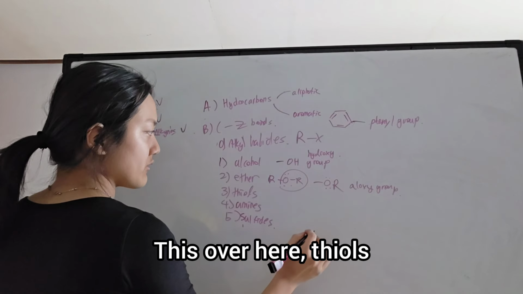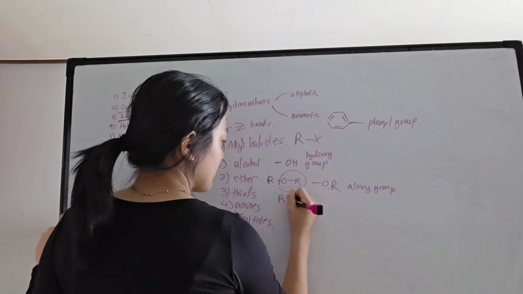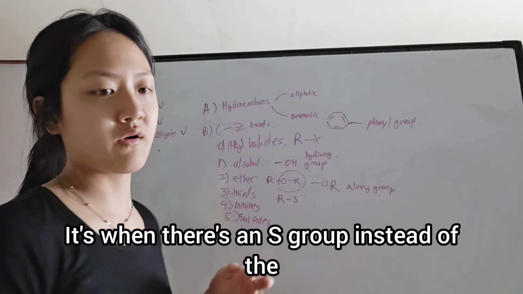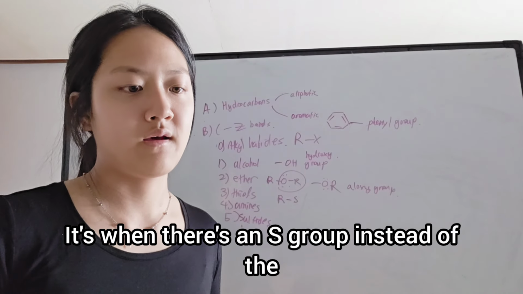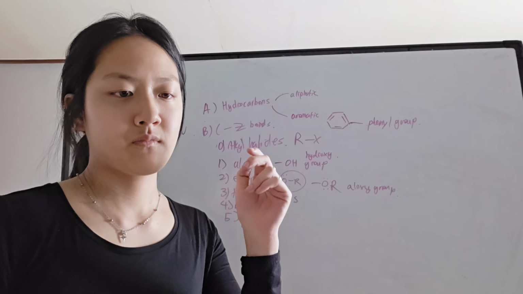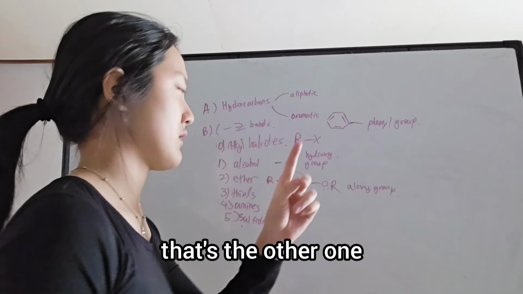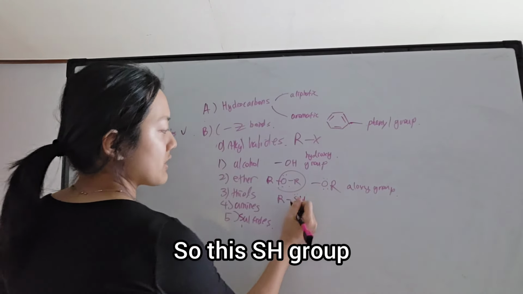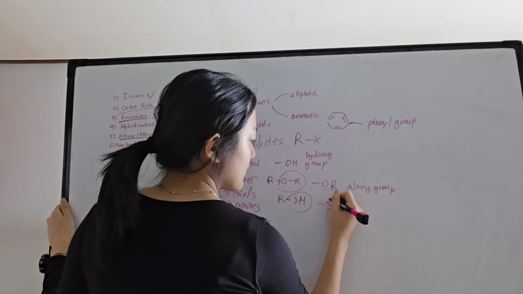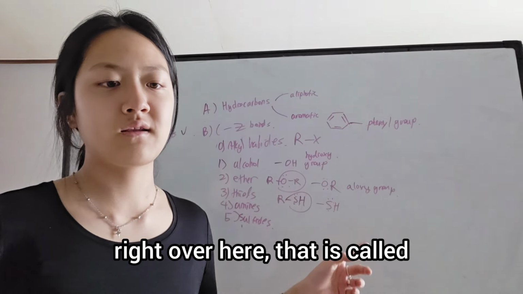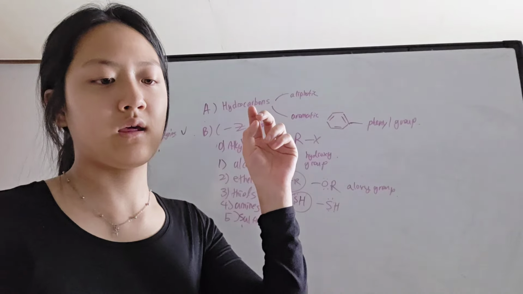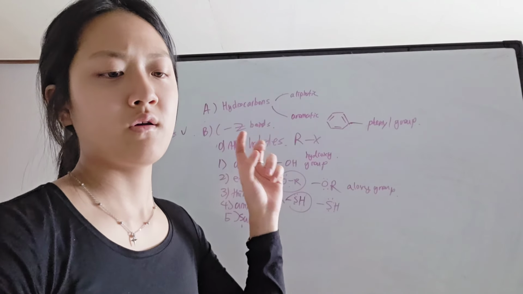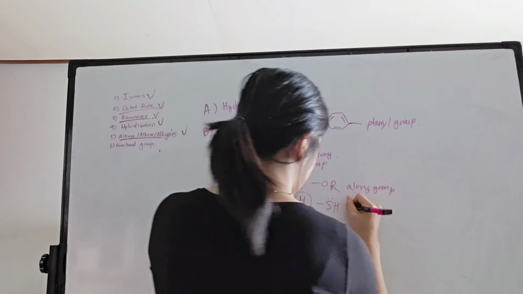This over here, thiols, are ones that look a bit like this. It's when there's an S group instead of the, oh, actually, no, that's the other one. Thiols are when there's an SH bond, like this. So this SH group, right over here, that is called the, oh, what was this called? Oh, the mercapto group.